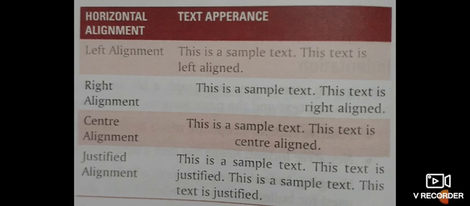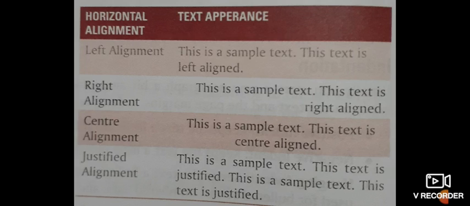Next is center alignment. In center alignment, the text is aligned between the left and right margin, which means both left and right margins are unequal. And the last one is justified alignment. In justified alignment, both the left and right margins are aligned equally. This type of alignment is called justified alignment.